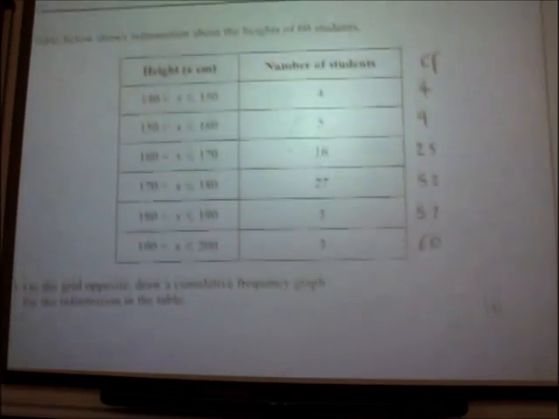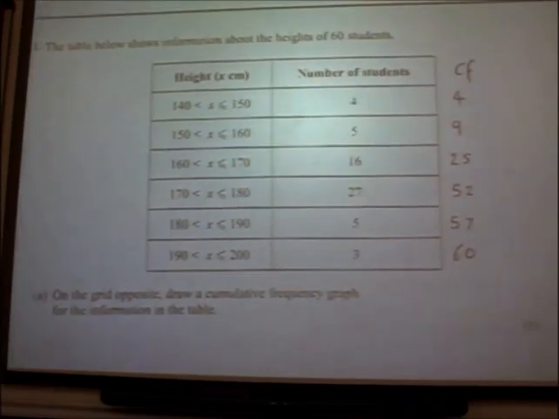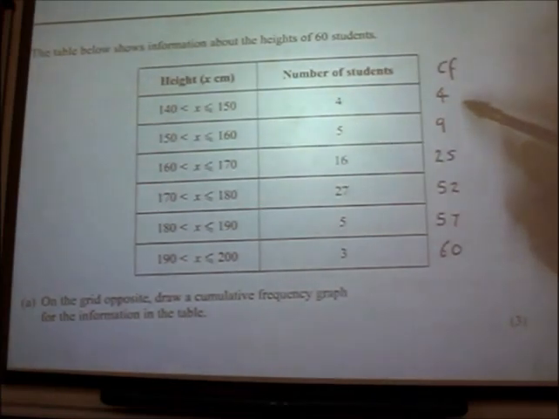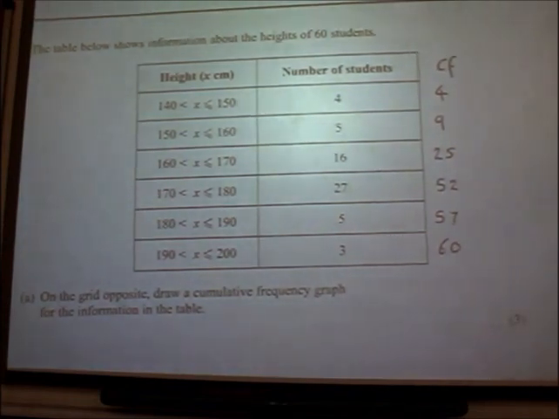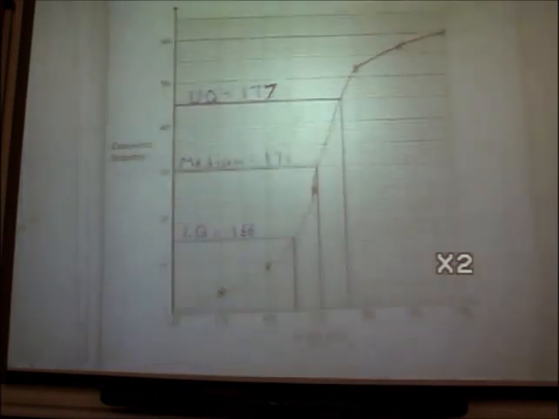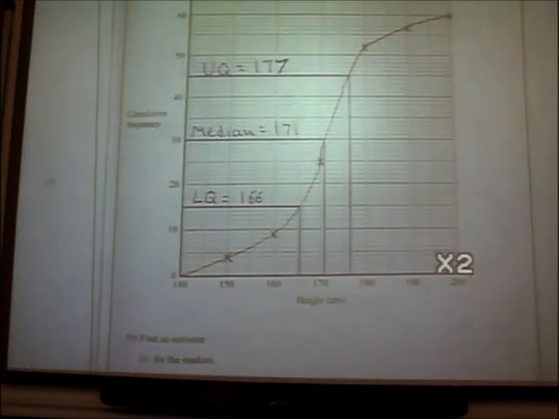Question 21. You've got to draw a cumulative frequency diagram. First thing you have to do is add your own cumulative frequency column, which is what I've done here. You add it up as you go down, and the cumulative frequency diagram will look like this. This is a fairly basic one, to be honest with you. There it is. Plot your points.